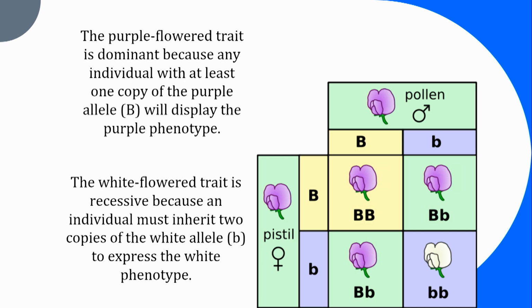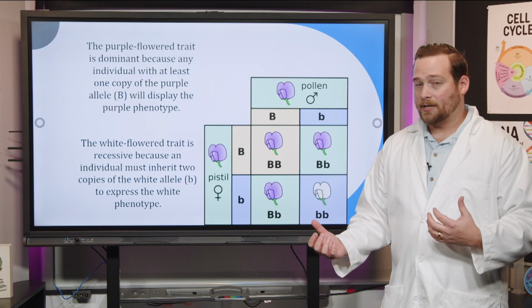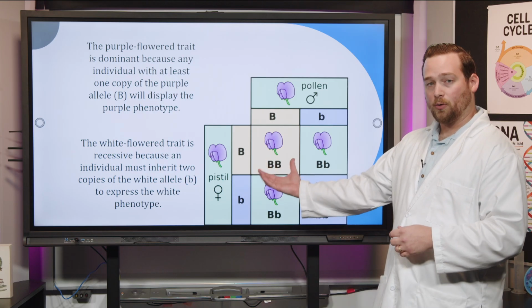Okay, so the purple flowered trait is dominant in this example because any individual with at least one copy of the purple allele, which we're using as a capital B, will display the purple phenotype. The white flowered trait is recessive because an individual must inherit 2 copies of the white allele to express the white phenotype. So again, if you have one capital letter, you're going to show the dominant trait, even if you have a capital and a lowercase letter, right? These are both capital, so it's purple.